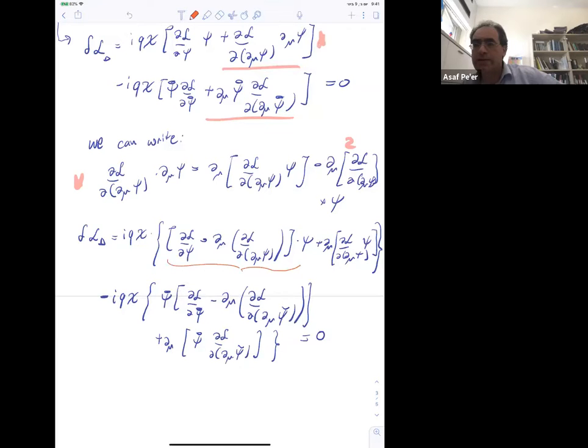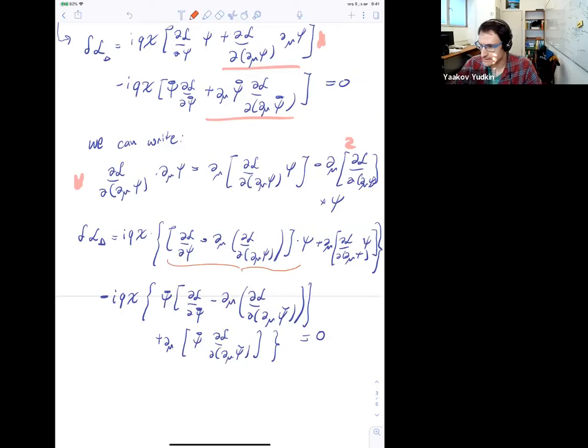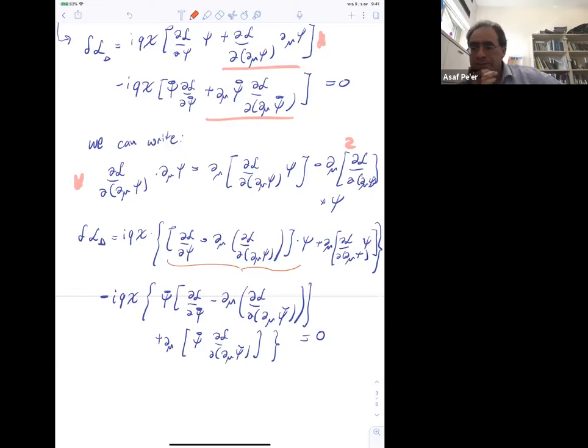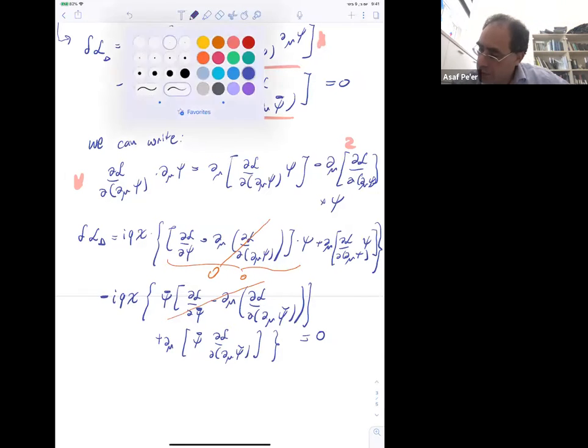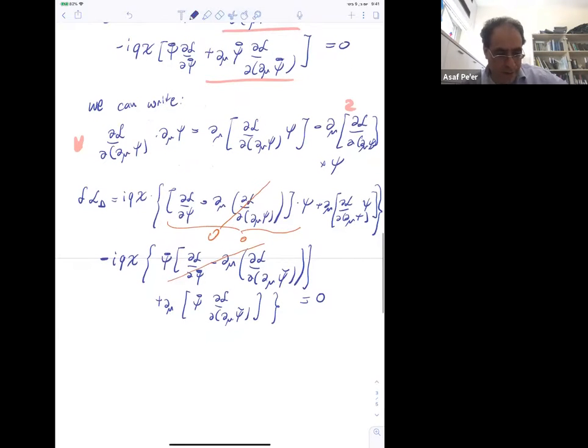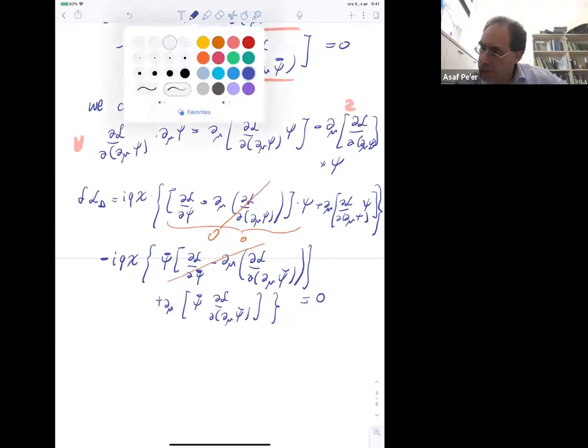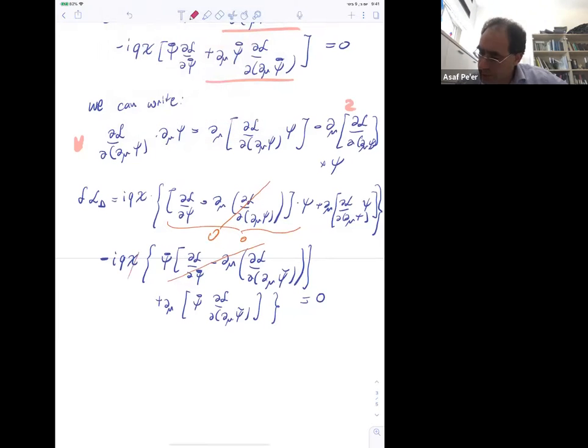Right, guys? The equation of motion according to Euler-Lagrange. This is the Euler-Lagrange, which is 0. So this is 0 by the Euler-Lagrange. This is 0 by the Euler-Lagrange. So what we're left with, now I can take the minus i and psi and phi away as well. I don't need them anymore.